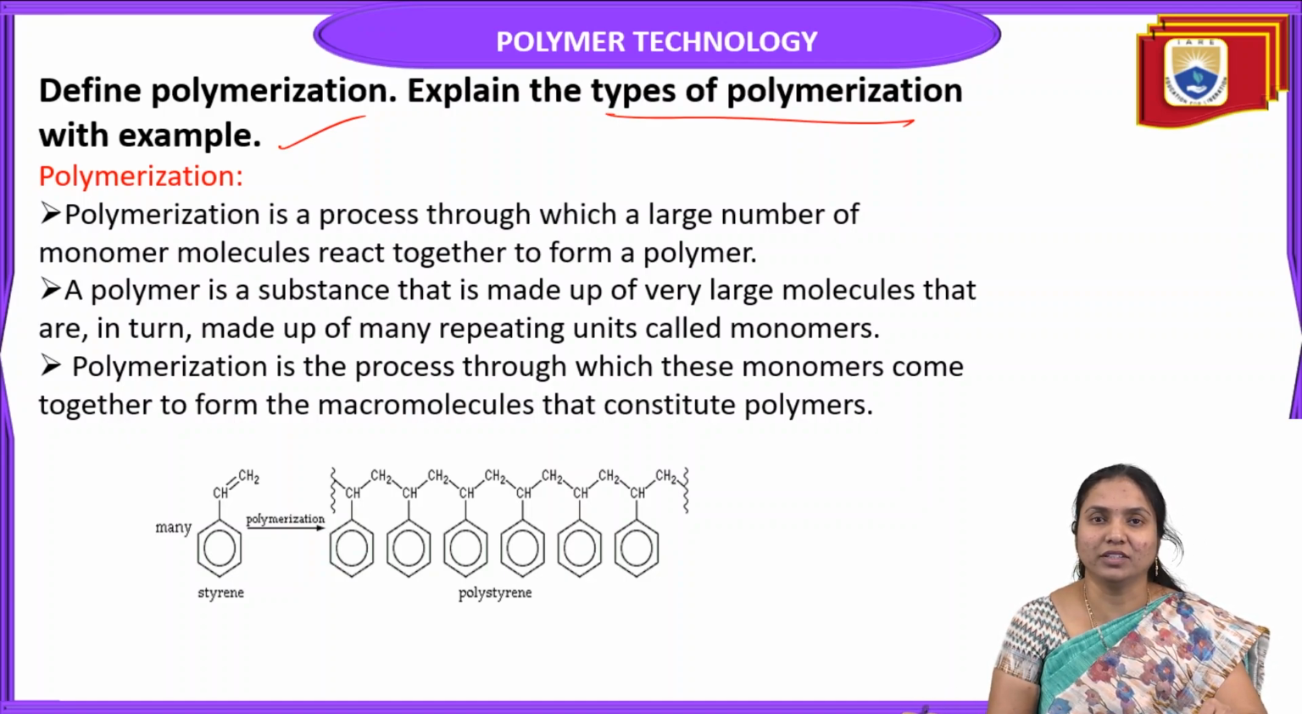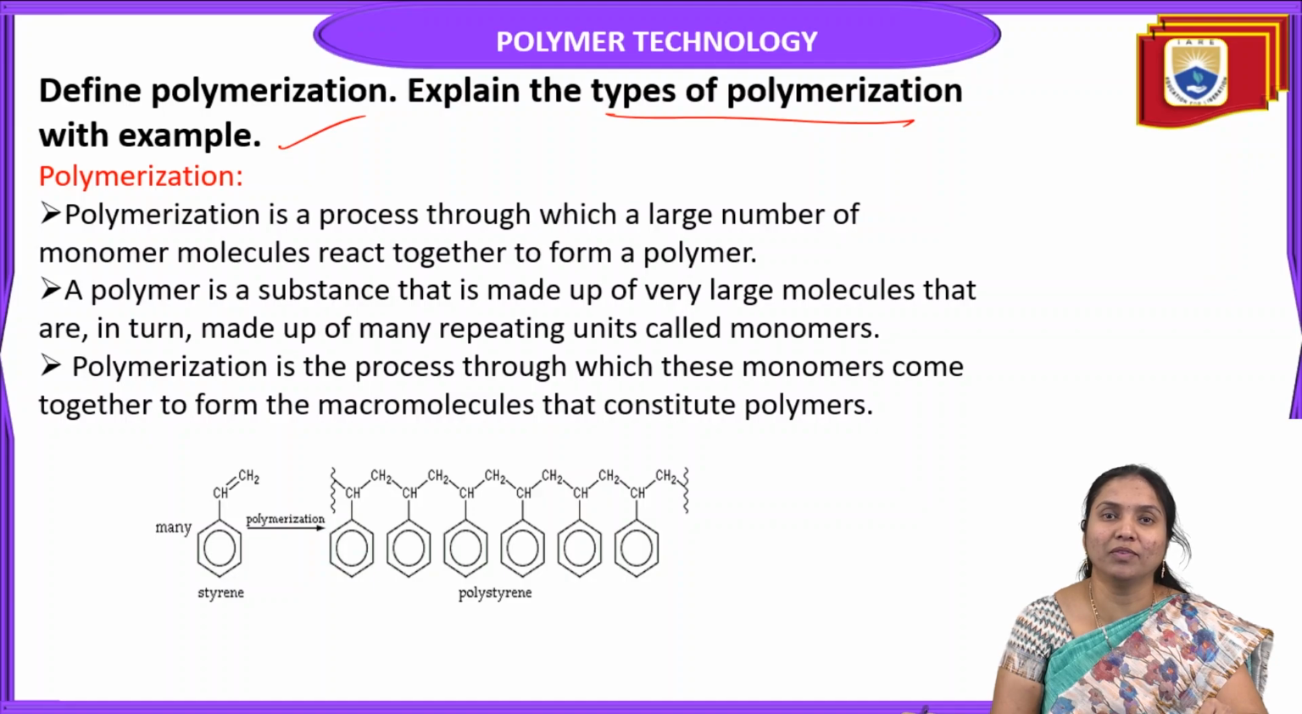So polymerization. Here polymer comes from the Greek: poly means many, mer means parts. So a number of parts combined to give a polymer. A polymer is a high molecular weight compound formed by monomers. Mono means single unit. A monomer is a low molecular weight compound. When it undergoes polymerization, it forms a polymer.